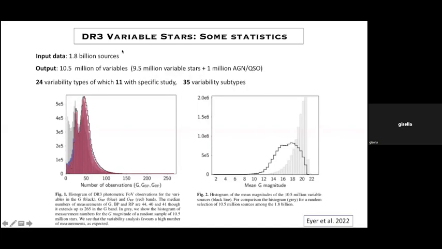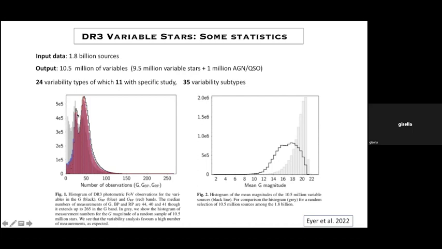Some statistics: you have here the number of per-CCD measurements and the number of sources that have been analyzed, because the variability analysis is performed on all the sources observed by Gaia, so 1.5 billion sources. The number of variables released, those 10.5 million variables, are classified in 24 different variability types, and for 11 of them there are specific studies. I will tell more about this later. So 24 variability types and 35 subtypes.